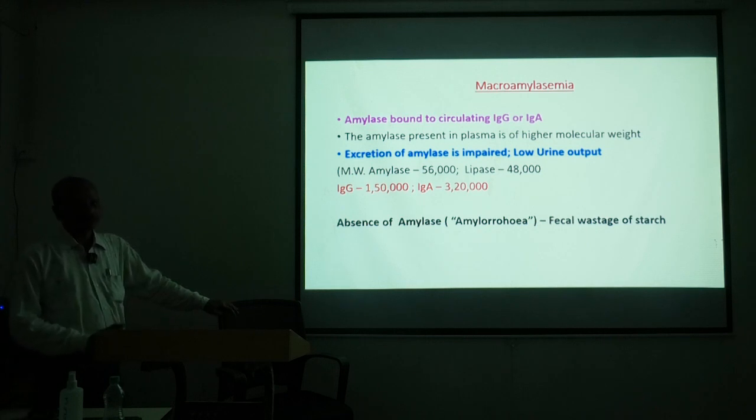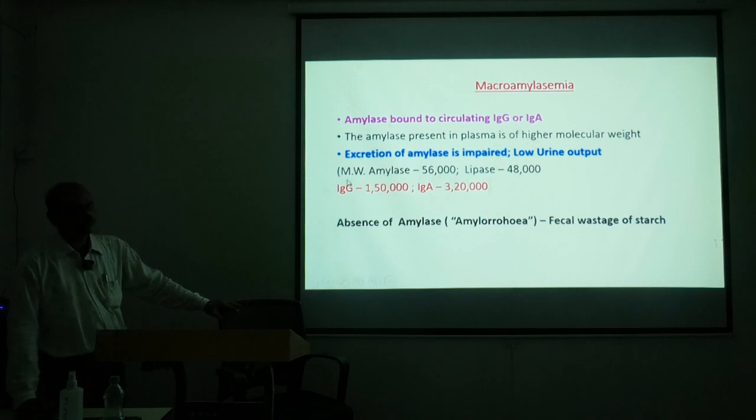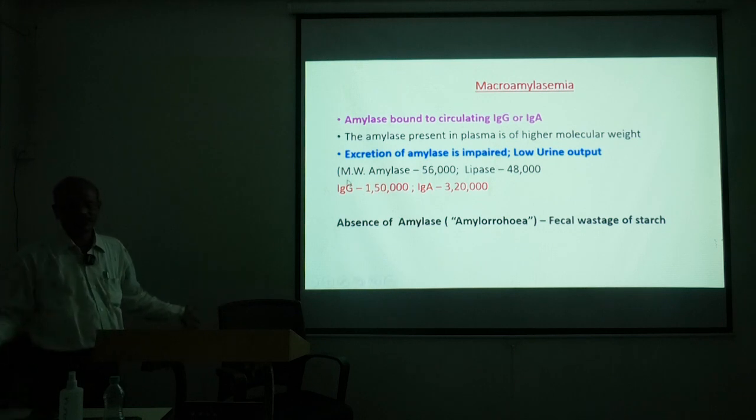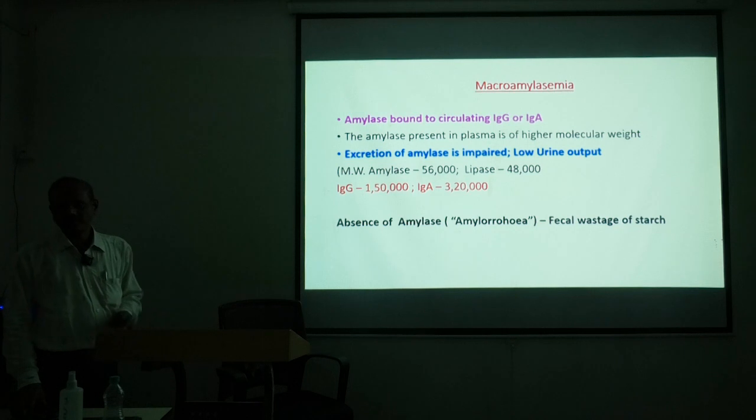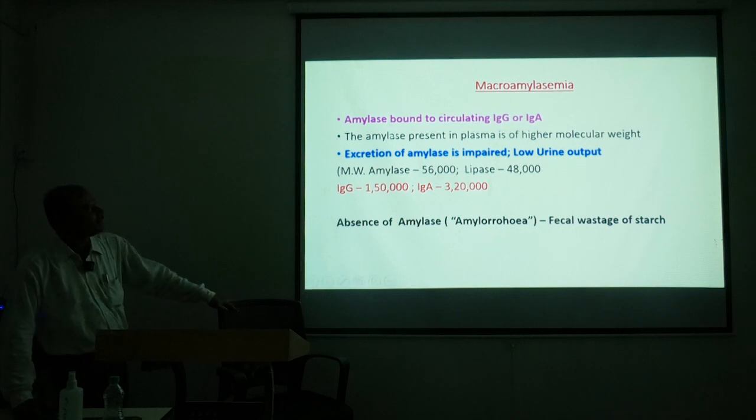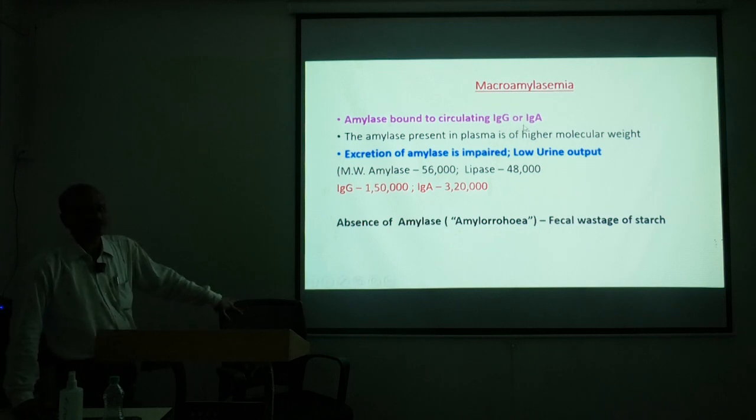Macroamylasemia, this you must also remember. When the amylase level is high, but in the patient you cannot find any disease anywhere in the body. And that's a problem for the laboratory, problem for the clinician, problem for the patient. Why is my amylase so high? Now basically this amylase is bound to IgG or IgA. If we look at the molecular weight, amylase is 56,000. Okay? IgG is 150,000. On top of which this is added.